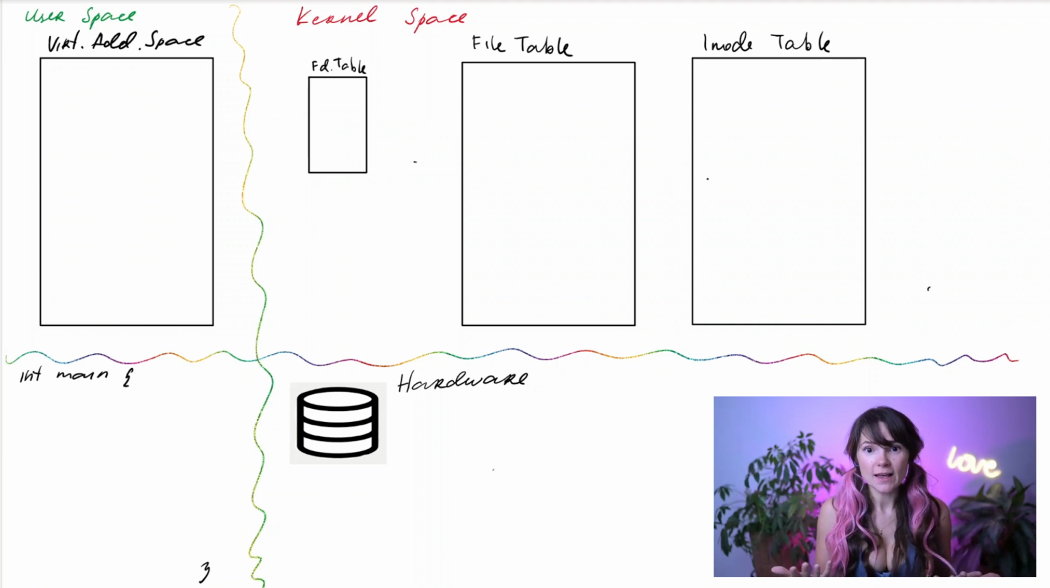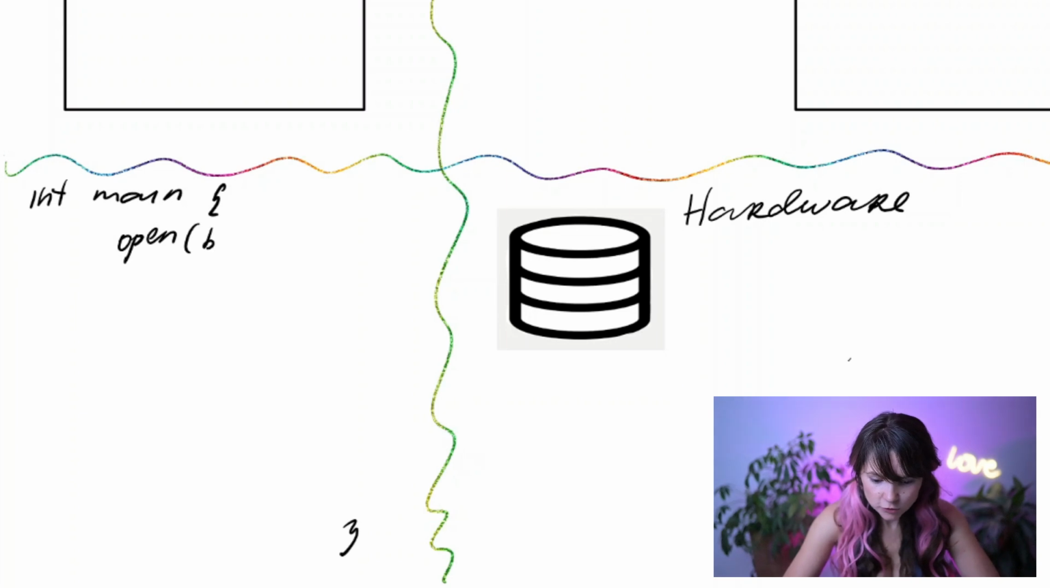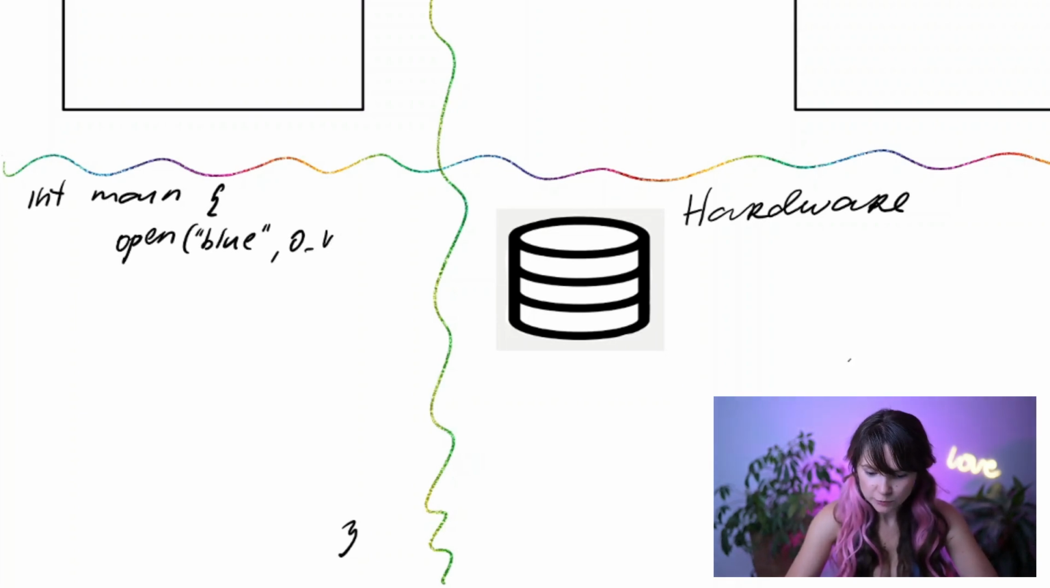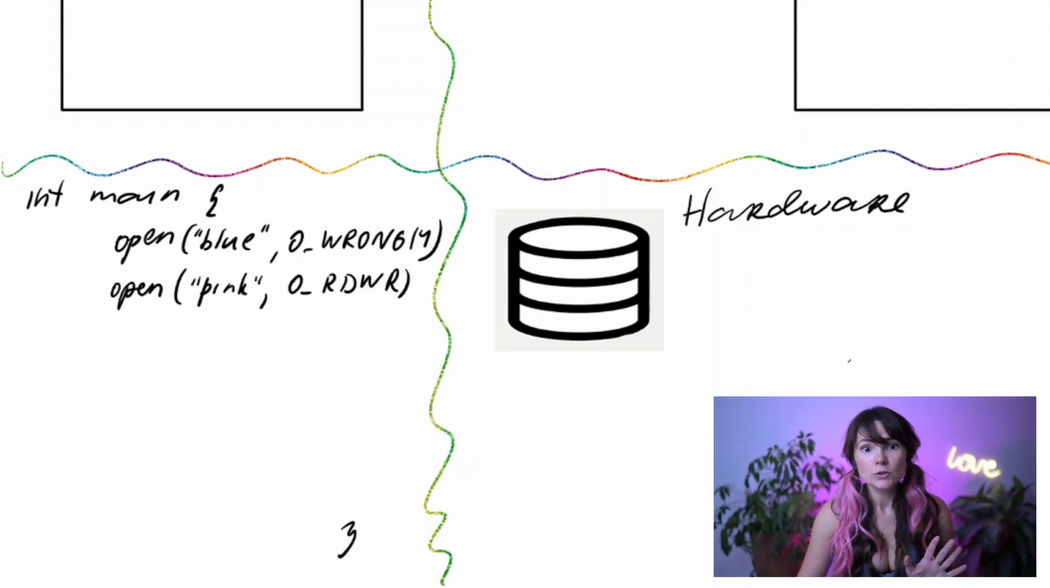To access a file, it needs to be opened first, right? When we try to open a file in main, depending on whether you want to read or write to this file, it can look something like this. Let me show you. Let's try to open two files. First will be blue.txt, and we'll say it's for writing only. And then another one can be pink.txt for reading and writing. Do you see how we use different flags for different purposes?